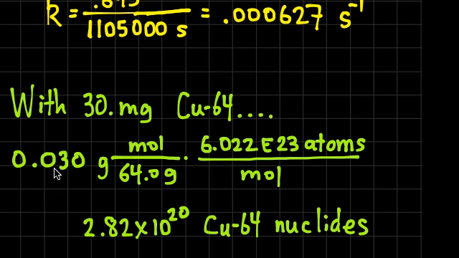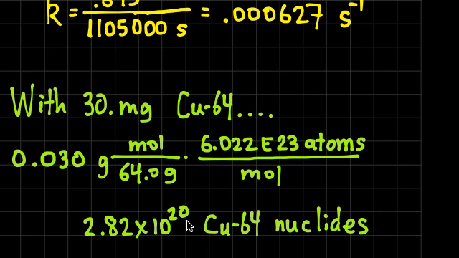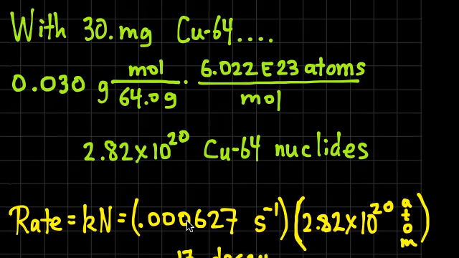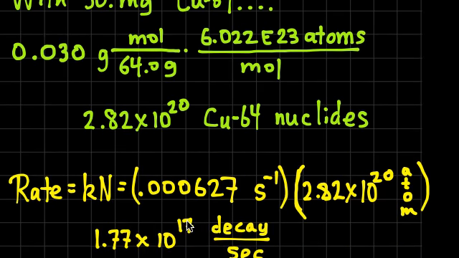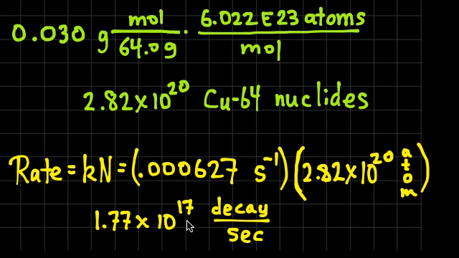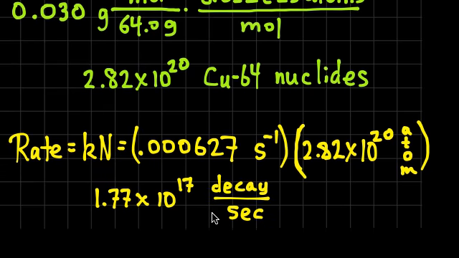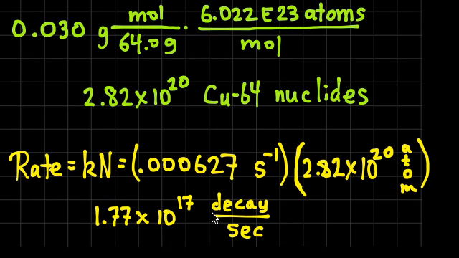30 milligrams is 0.03 grams. Grams to moles, moles to particles, and voila, 2.82 times 10 to the 20th nuclei of copper 64. Therefore, if my constant is as above, and I have that number of particles, I would imagine to see this large number of decays every second, and that's unimaginable. I can't imagine that many decays every second.